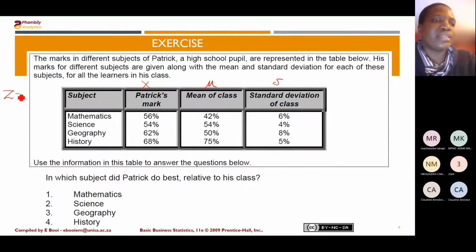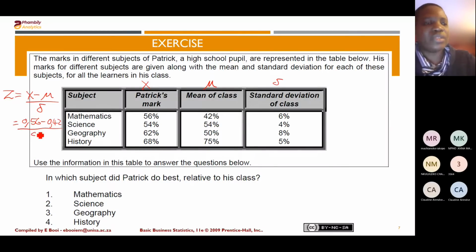The formula is Z equals X minus the mean, divided by the standard deviation. We're calculating for mathematics. Patrick's was 0.56 minus the mean of the class, 0.42, divided by the standard deviation of 0.06. Doing the calculation, 0.56 minus 0.42, divided by 0.06, equals 2.33.